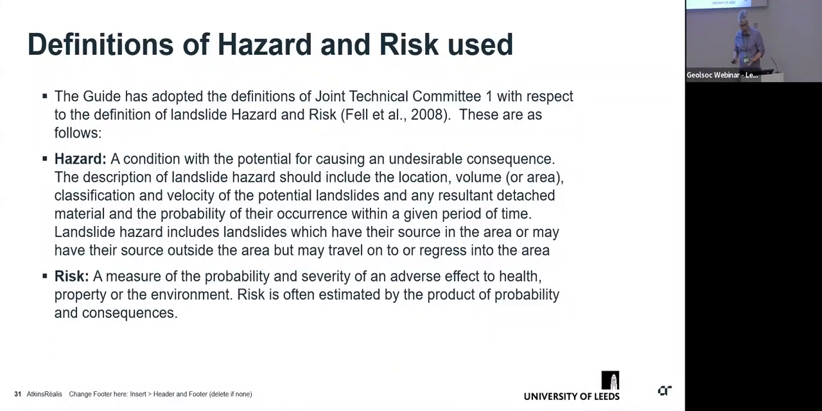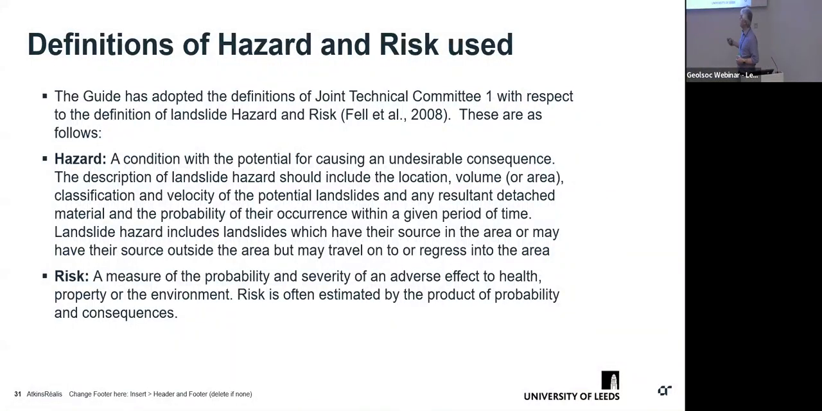Just to start off with, I'll leave this up there. I'm sure all of those in the room can read it. These are the classifications of hazard and risk that we use in the guide. It's from the Joint Technical Committee on Landslides, Fell et al. 2008. The key thing to point out is that within the definition of hazard, the description of a landslide should include the location, the volume, classification and velocity, as well as the probability of occurrence within a given period of time.